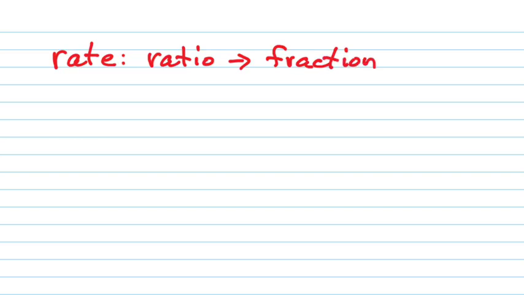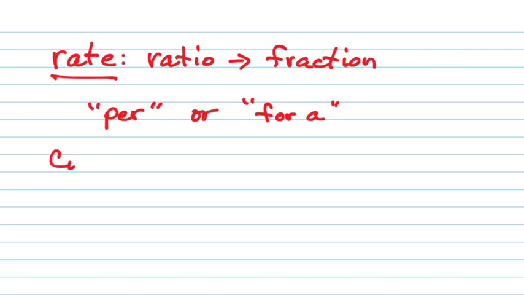And you can generally tell that something is a rate when you see the phrase per, or you might see for a, for or per. So you've heard of rates before. You know, kilometers per hour is a rate because it's a measurement of how fast you're going for each hour. Okay? And we're going to focus on rates that involve costs.